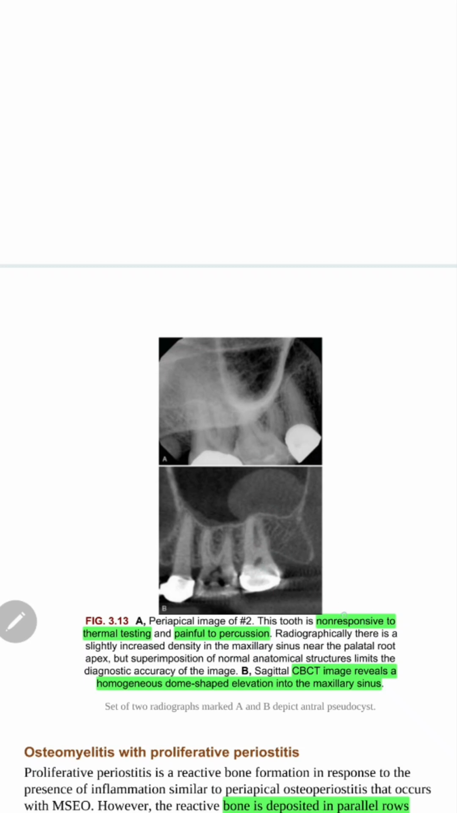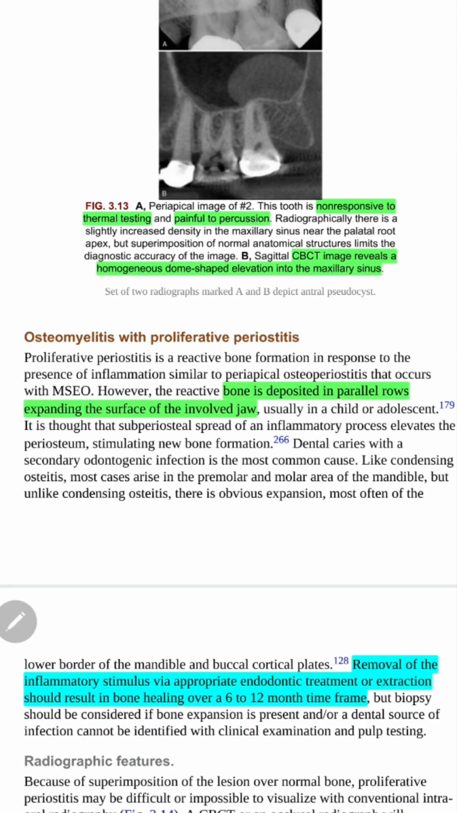This tooth was non-responsive to thermal testing. It was painful to percussion, indicating a periradicular infection. The CBCT revealed a homogeneous dome-shaped elevation into the maxillary sinus.